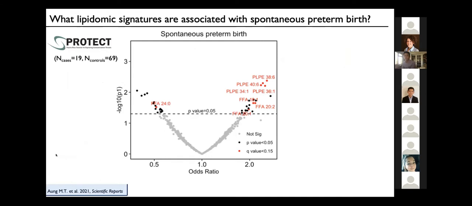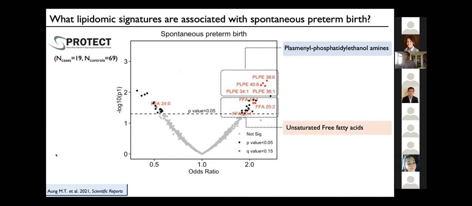So one of the first studies that we've conducted using these lipidomic biomarkers was to evaluate which of these metabolites were associated with pregnancy outcomes. And I've highlighted spontaneous preterm birth again here as an example. This plot here is a volcano plot where the x-axis is the odds ratio for spontaneous preterm birth, and the y-axis is the negative log 10 p-value. And we've highlighted and labeled the signals in red that are robust to a false discovery rate of 0.15.